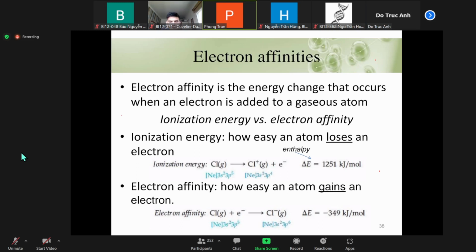Okay. So in terms of absolute value, the ionization energy is positive, and the electron affinity is negative. It represents how easily an atom gains an electron, so it has a negative value. Sorry. So we can say that the ionization energy is an endothermic process. Whereas for electron affinity, the adding of an electron to the atom is an exothermic process.